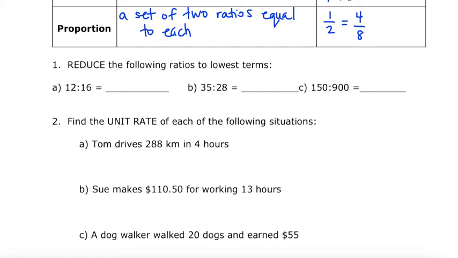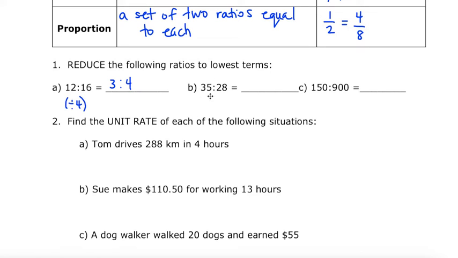So let's go over some examples. The first thing we want to do is reduce the following ratios to lowest terms. And we do that the same as we did when we looked at reducing fractions to lowest terms. We're looking for the greatest common factor, the largest number that will divide evenly into both the first and the second term in our ratio. So in our case, we can divide both of these by 4. So 12 divided by 4 is 3, and 16 divided by 4 is 4. So the ratio in lowest terms is 3 to 4.